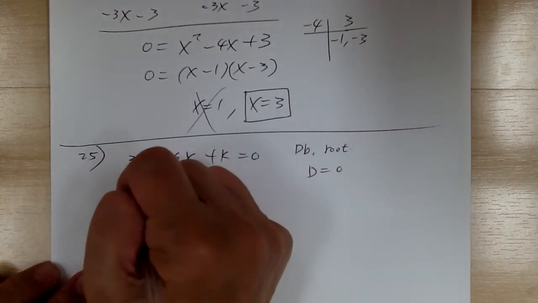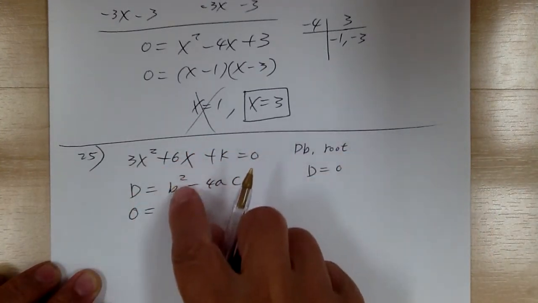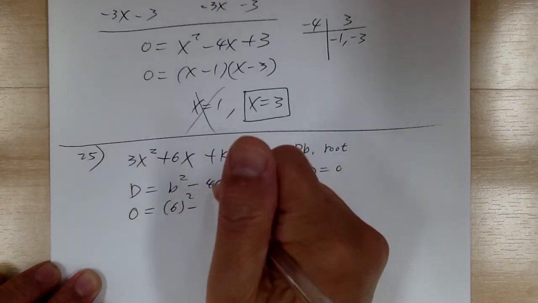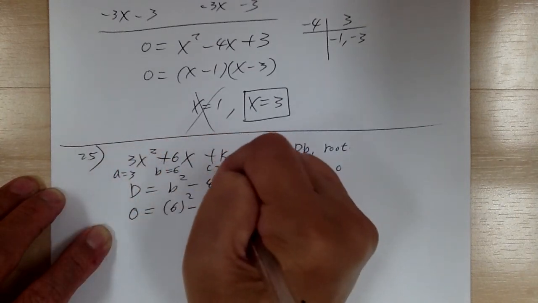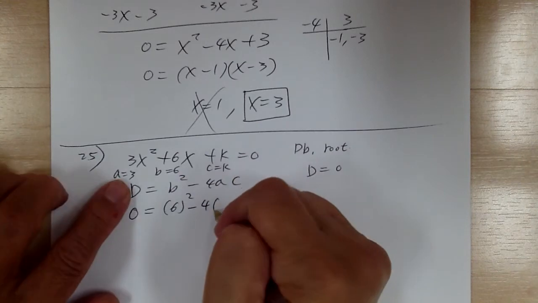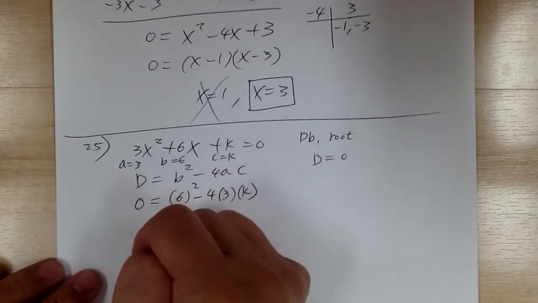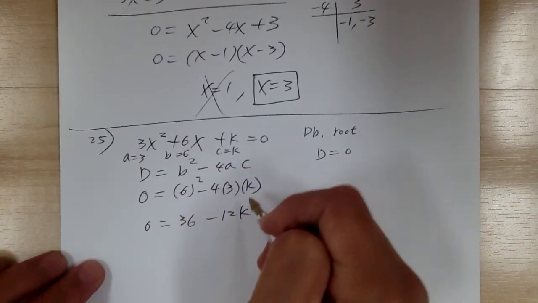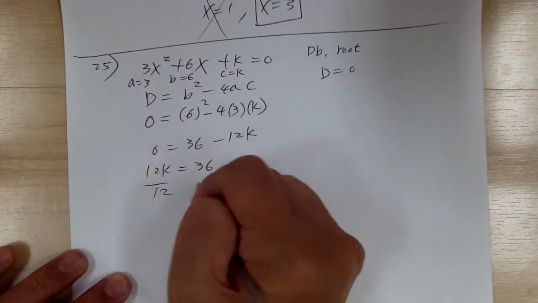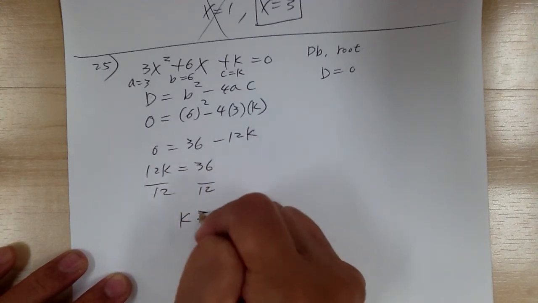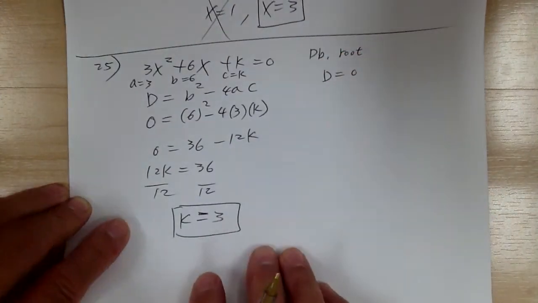So right away, write down d equal to b squared minus 4ac. So d equal to 0. Substituting here, I should write down a equal to 3, b equal to 6, c equal to k. Okay, so write it down: b squared minus 4ac. Go and work it out. So 0 equal to 36 minus 12k. Move this over, so 12k equal to 36, divided by 12, so k equal to 3. So make sure you understand what all this means, okay?